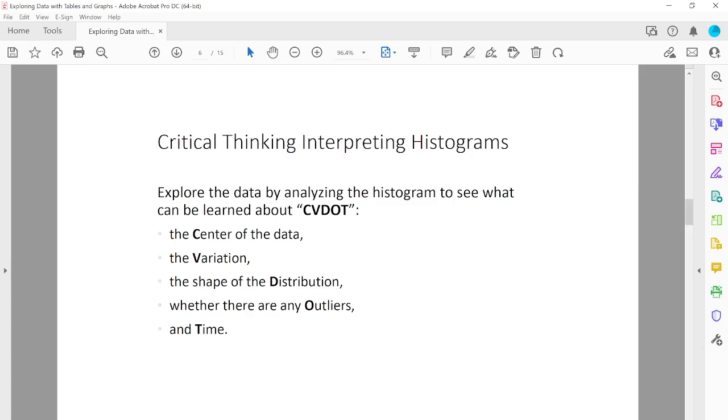While critically thinking about the data and interpreting the histogram, there are a couple of things we have to understand, or we can find the information from the histogram. They are the center of the data, the variation, the distribution, the outliers, and the time, sometimes, which is also called CVDOT. Okay, CVDOT.